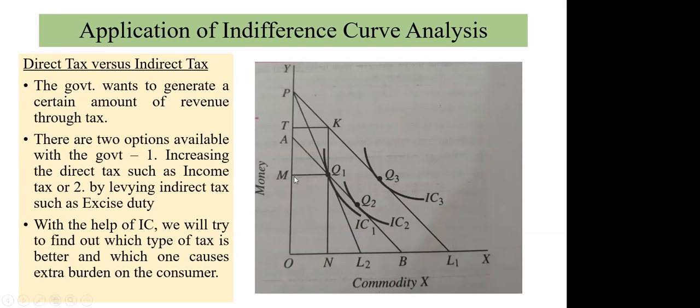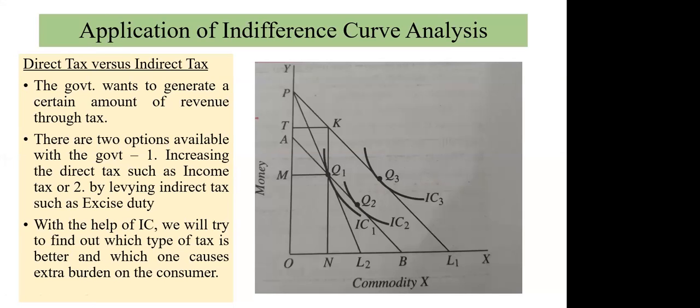But if we look at the graph here, when indirect tax was imposed, I was at point Q1 and indifference curve IC1. But with the imposition of direct tax, I am at indifference curve IC2 and point Q2. So my satisfaction level is more compared to Q1 because IC2 is at a higher level than IC1.